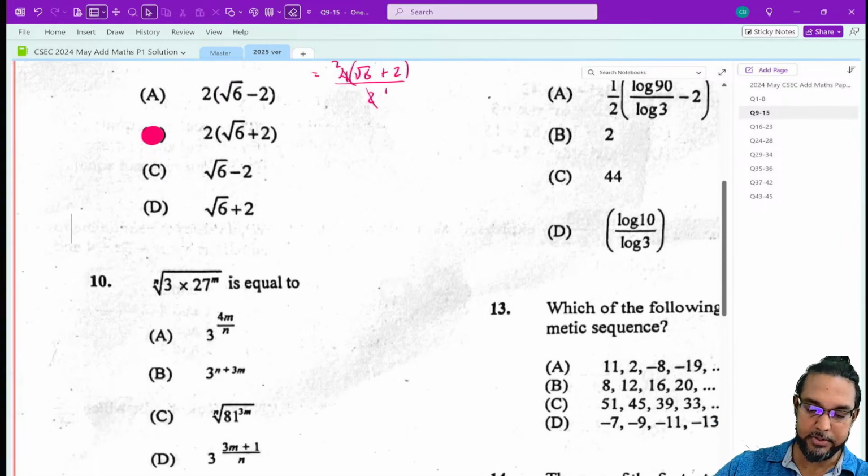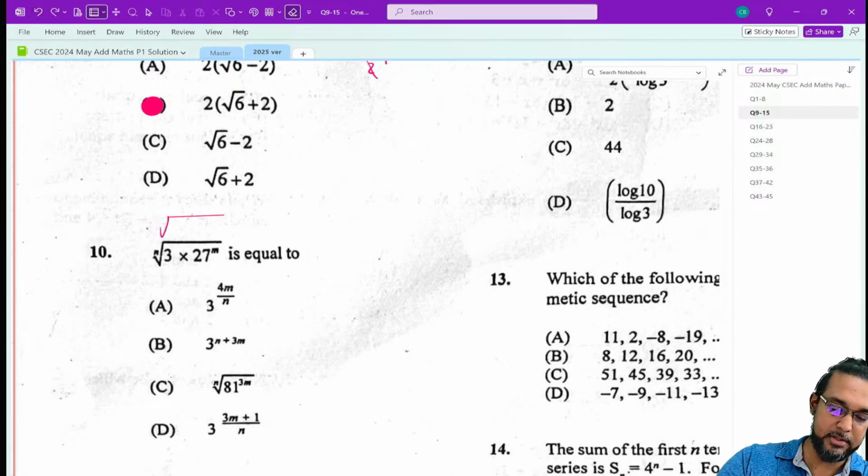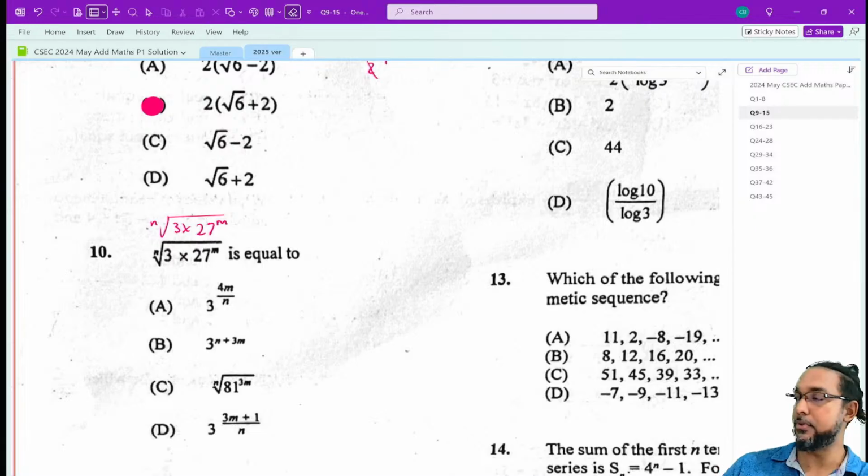This next one here, right, so that's an n in front of that, so this is actually the nth root of 3 by 27 to the m. That doesn't look much better. I'm looking real bad. Okay, that's not much better.